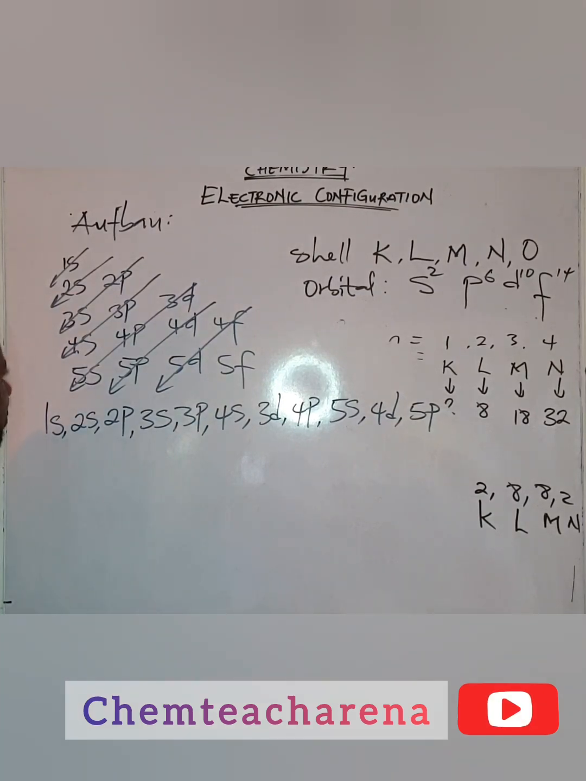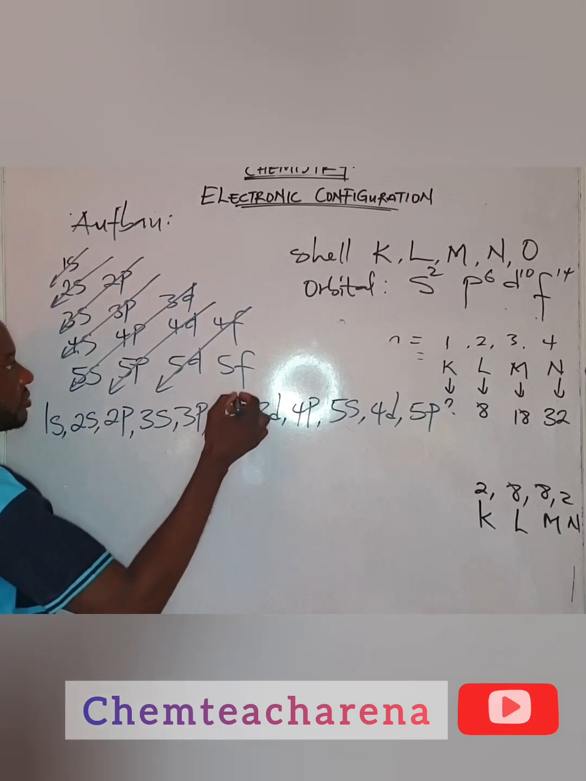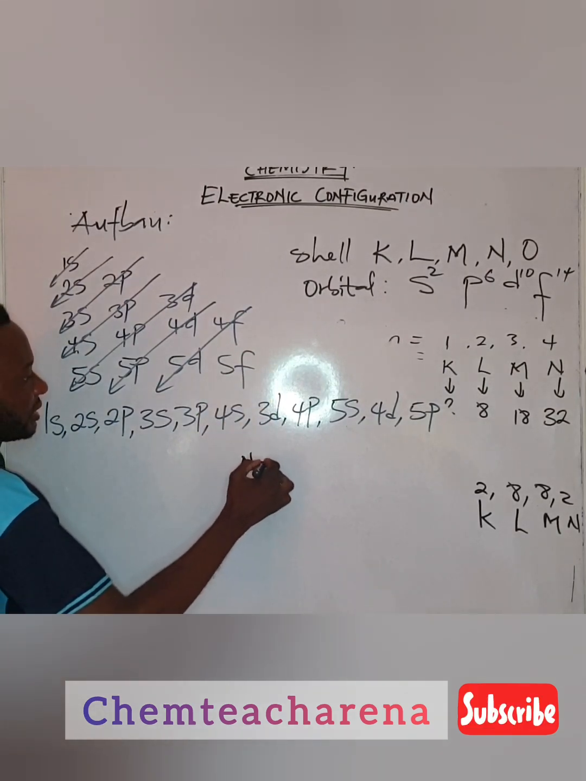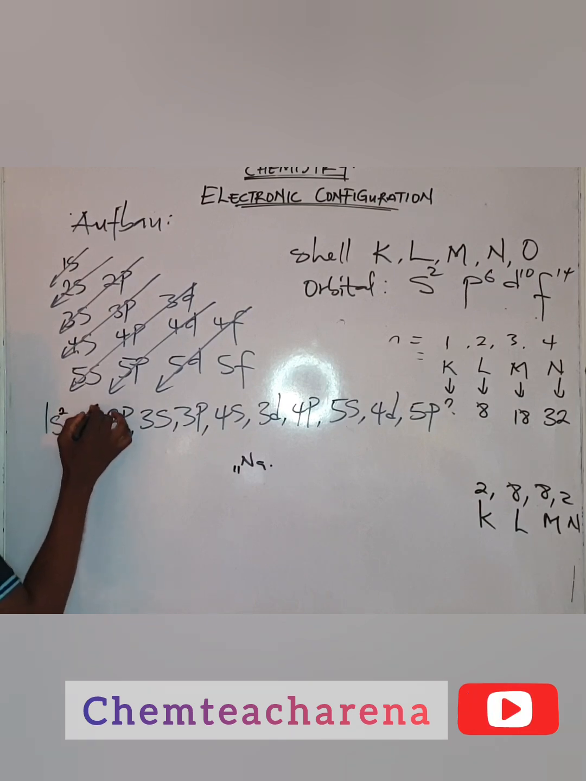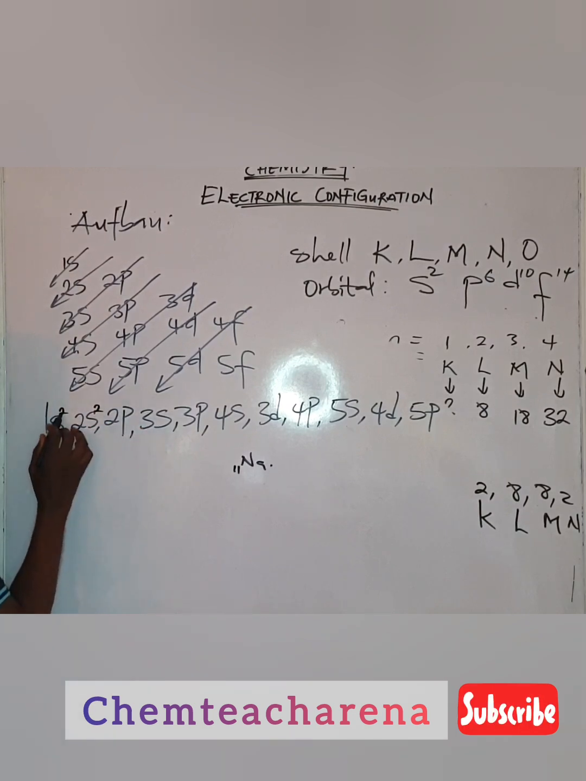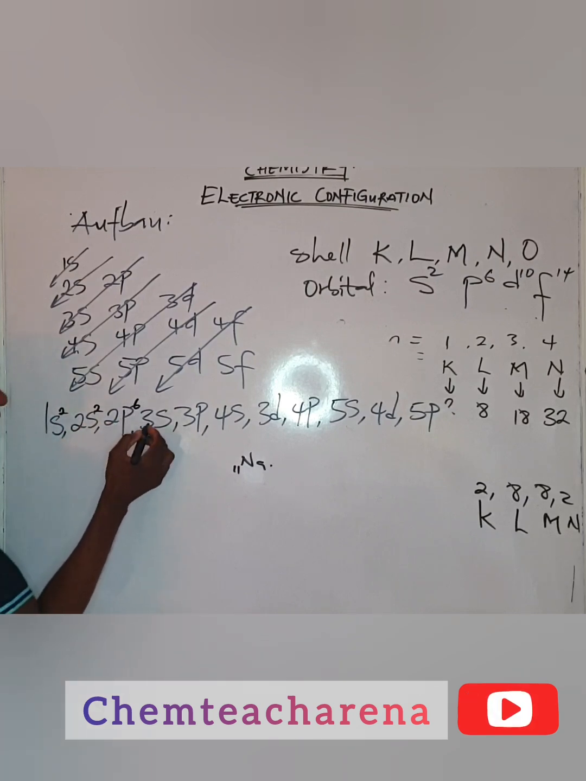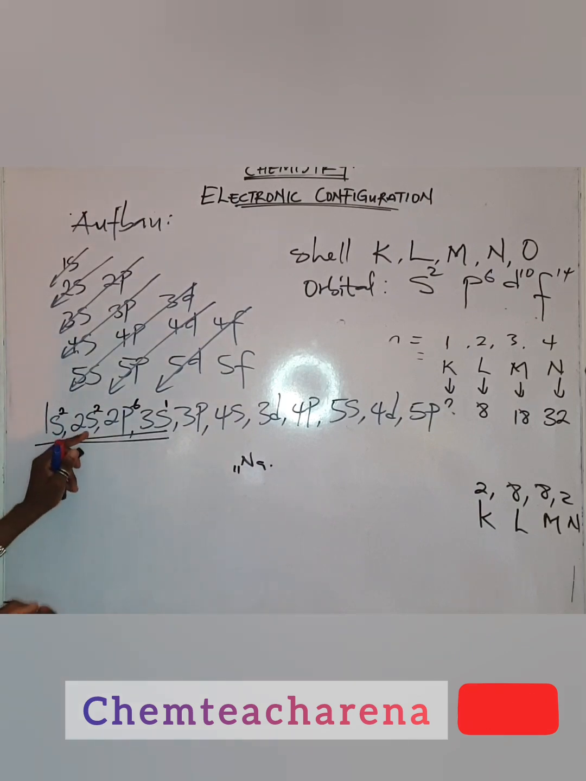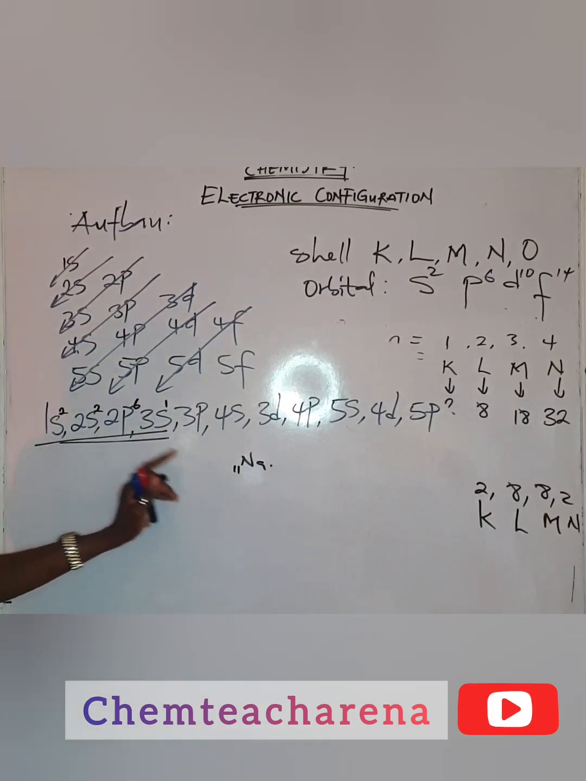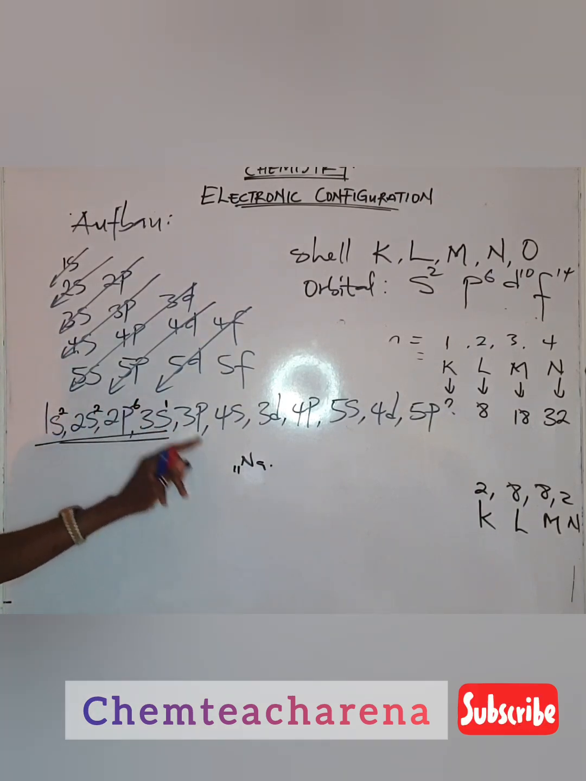Now let's go back to our question. Write the electronic configuration of sodium, Na, and sodium is 11, right? So you look at this place: 2, then 2p6, 2 plus 6 is 10, plus 1. So the electronic configuration is 1s2, 2s2, 2p6, 3s1. That gives us sodium, because 2 plus 2 is 4, plus 6 is 10, plus 1 is 11.